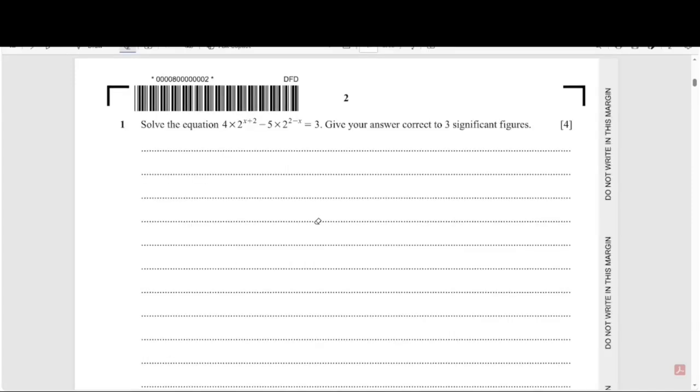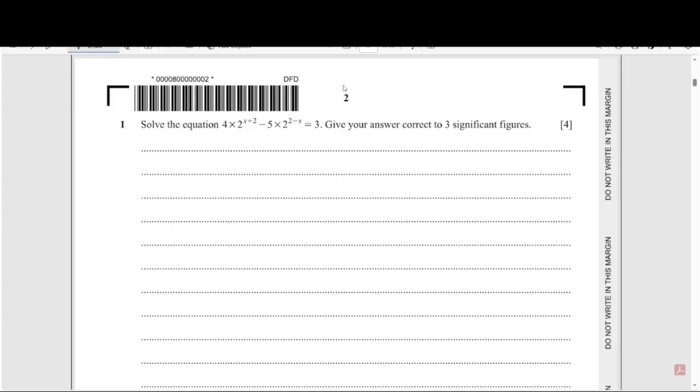Question number 1. Solve the equation 4 times 2^(x+2) minus 5 times 2^(2−x) equals 3. So what we're going to do is rewrite the equation in a nicer way so that we'll be able to solve it.